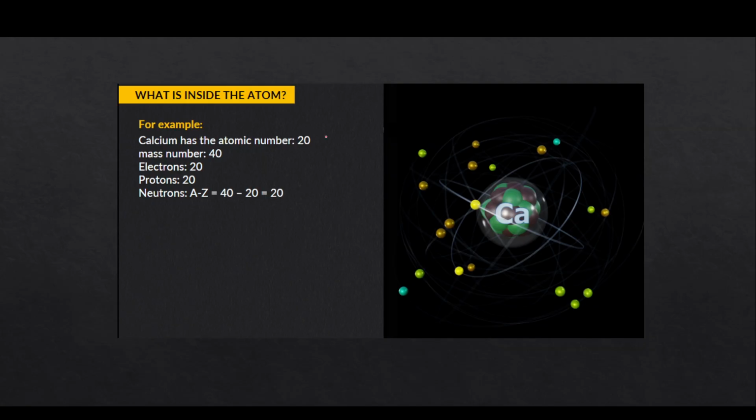For example, calcium atomic number is 20, mass number is 40. So if atomic number is 20, proton is 20, electrons are also 20, right? To find neutrons, what we can do, mass number is 40, 40 minus atomic number, which is 20, and neutrons are also 20.